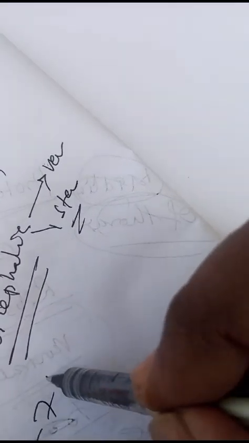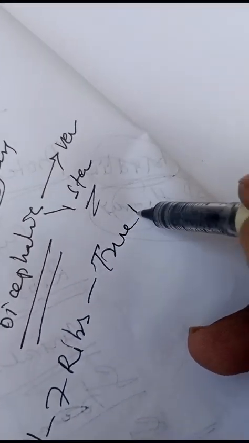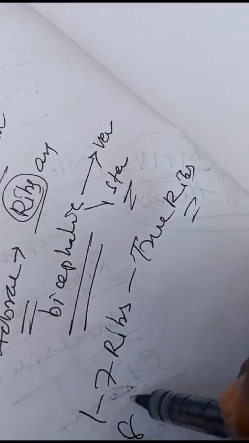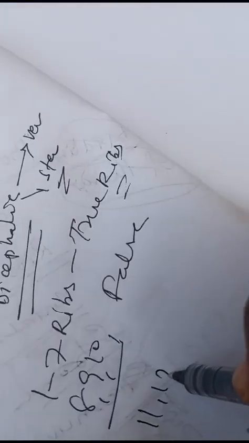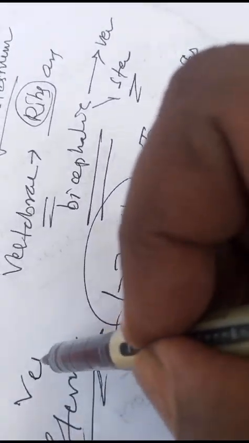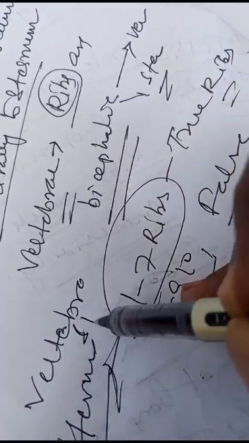Right? 1 to 7 ribs are called true ribs. And 8th, 9th, 10th ribs are called false ribs. And 11th, 12th ribs are called floating ribs. 1 to 7 ribs are directly attached with sternum, right? That's why they are called vertebrosternal ribs.